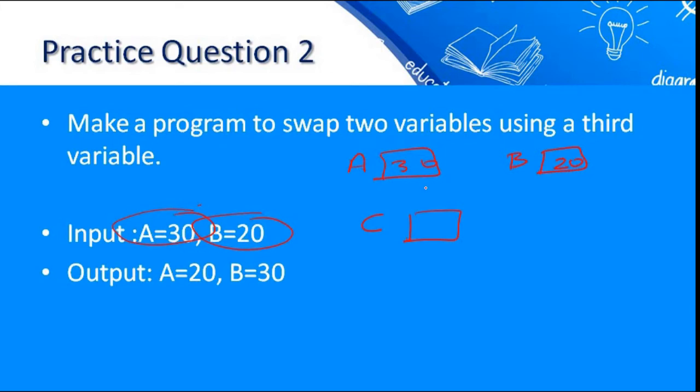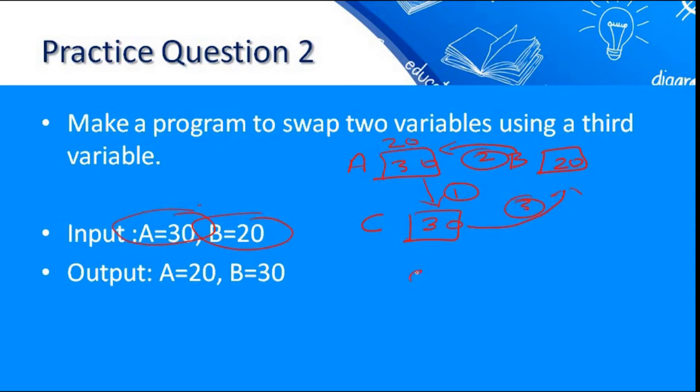How are we going to do this? For this, suppose we transfer the value of a into c. Okay, so c will become 30, and then we will transfer the value of b into a. This is number 1, this is number 2. So a will now contain the value 20. After that, this value of c we can transfer into b. Okay, so this can be done.